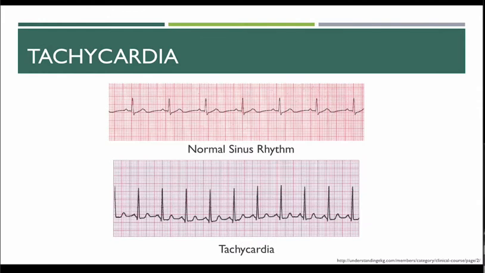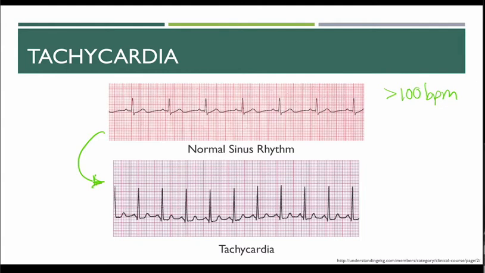So tachycardia is just the opposite. It's an elevated heart rate. Tachycardia is defined as greater than 100 beats per minute, which again is handy because 60 to 100 is normal. Tachycardia seen here is again a normal rhythm, just much faster than normal.